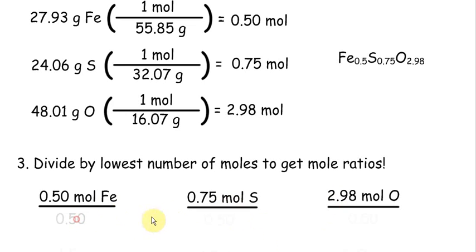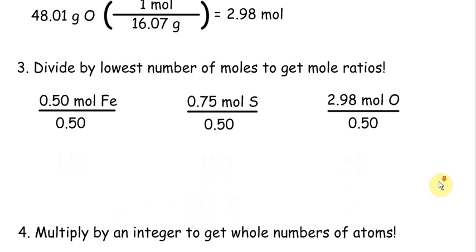Bring that back up, and we're dividing them all by 0.5. This is putting things now in lowest common terms. So how many irons do I have? Well, that's easy. That's 1 iron. How many of these do I have? Well, that's pretty easy too. That's 1.5 sulfurs. Not a whole number yet, but we'll get there. And the last one, I get about 6.